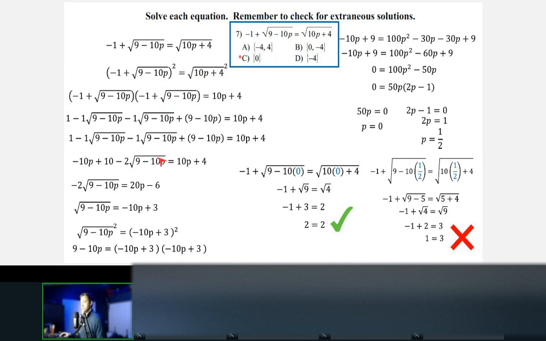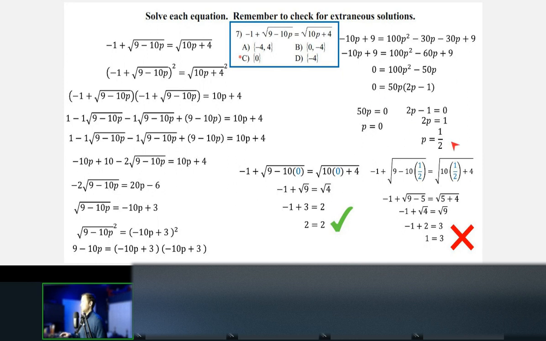I'm not going to really go through this. You can look through my work to see how I did it. But when I get down to my answers, I get p equals 0 and p equals 1/2. And one half is not even a choice.